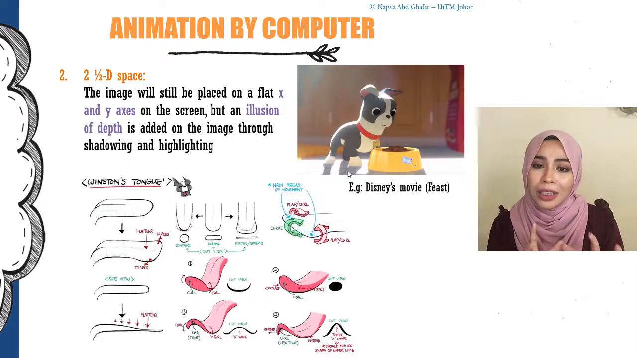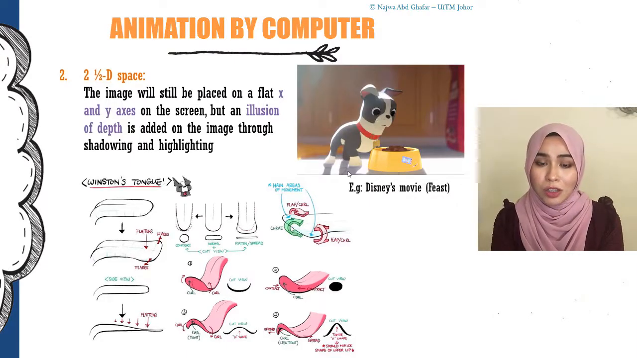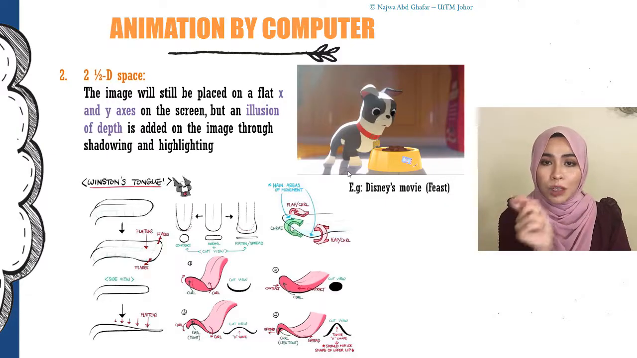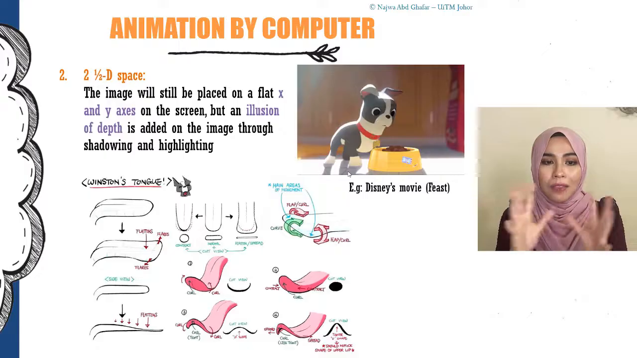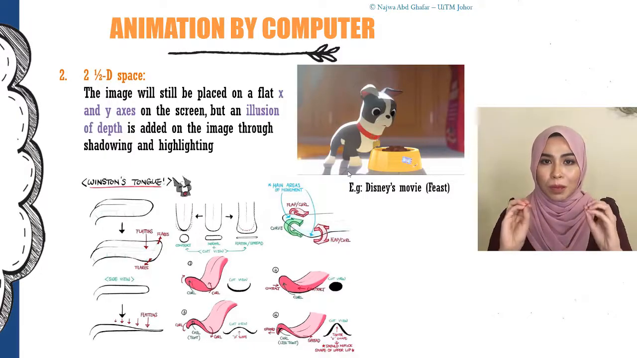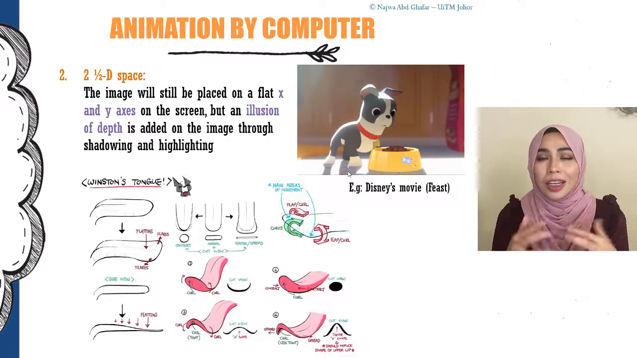But why do we see this animation as if it is 3D? It's because there is an illusion of depth. So how do we create that illusion of depth? We're using shadowing and highlighting. Whenever we draw something flat, in order for us to make it look as if it's real, we add some shadows and we add some highlights, and that is why we can see it as if it is popping up or if it is 3D. Actually, it is not.